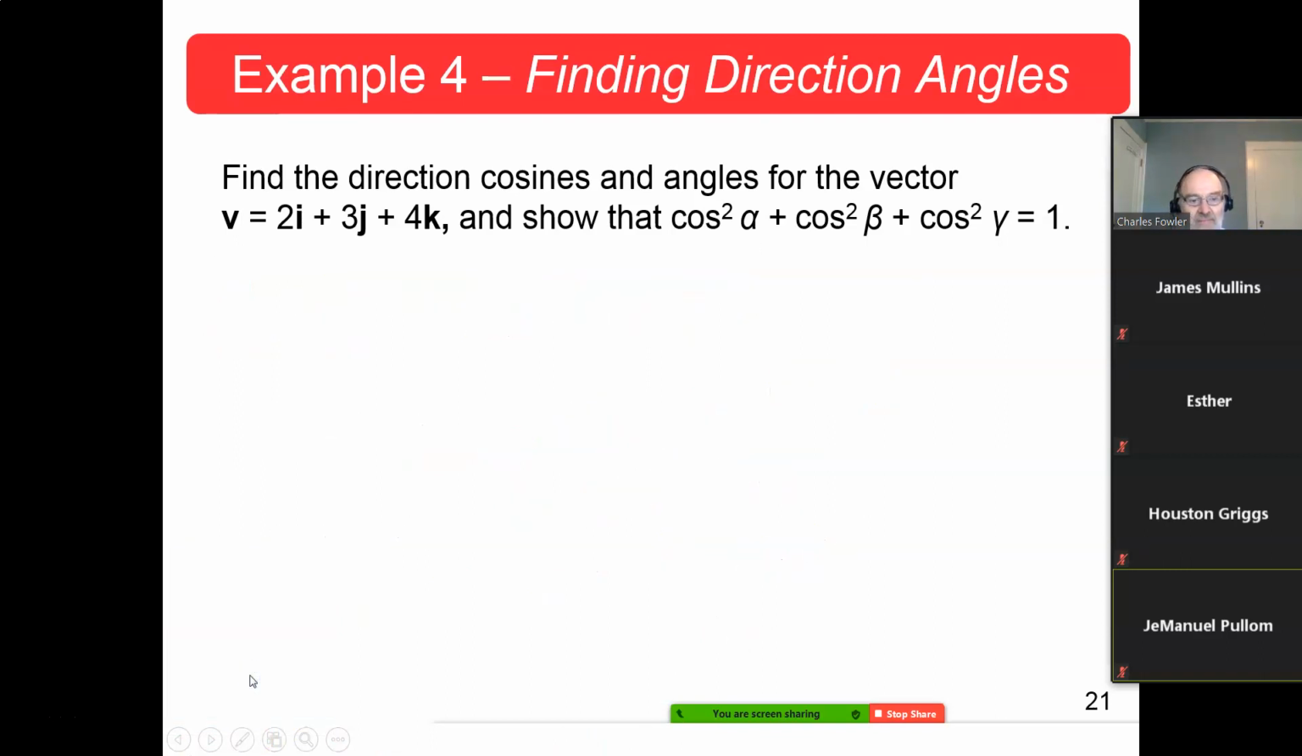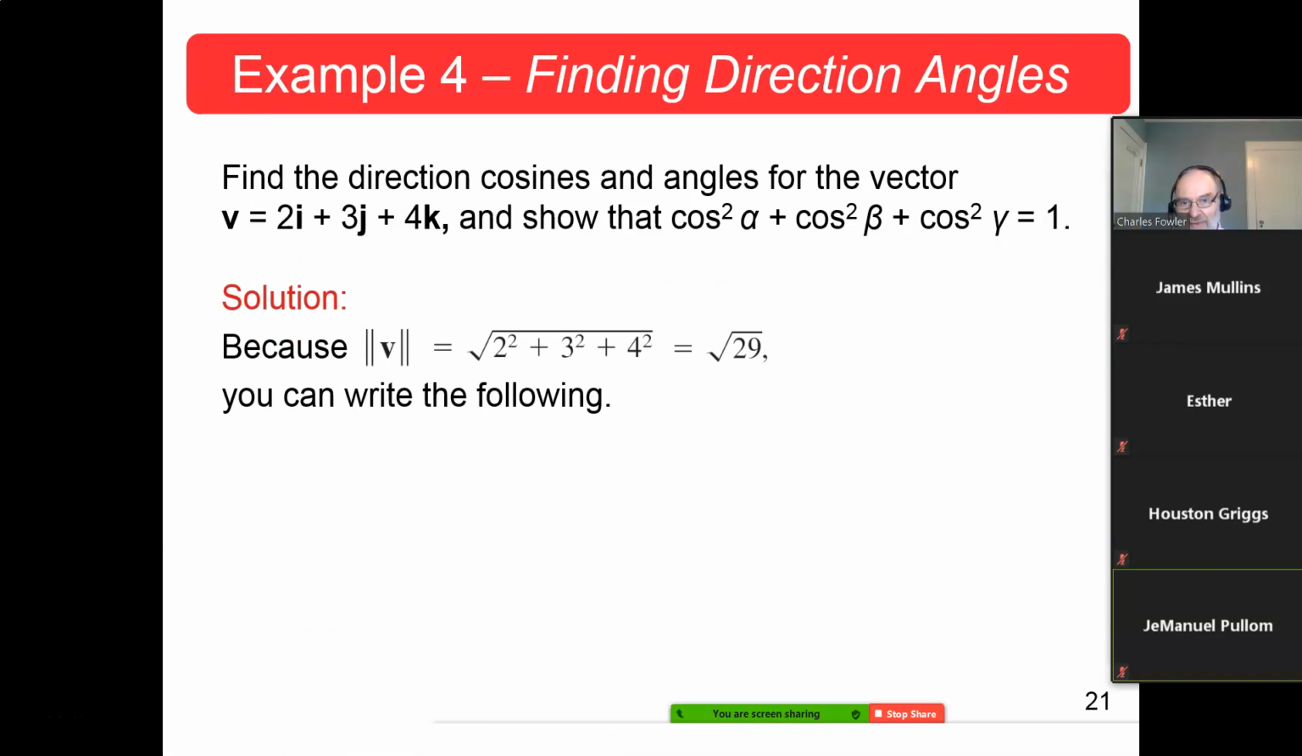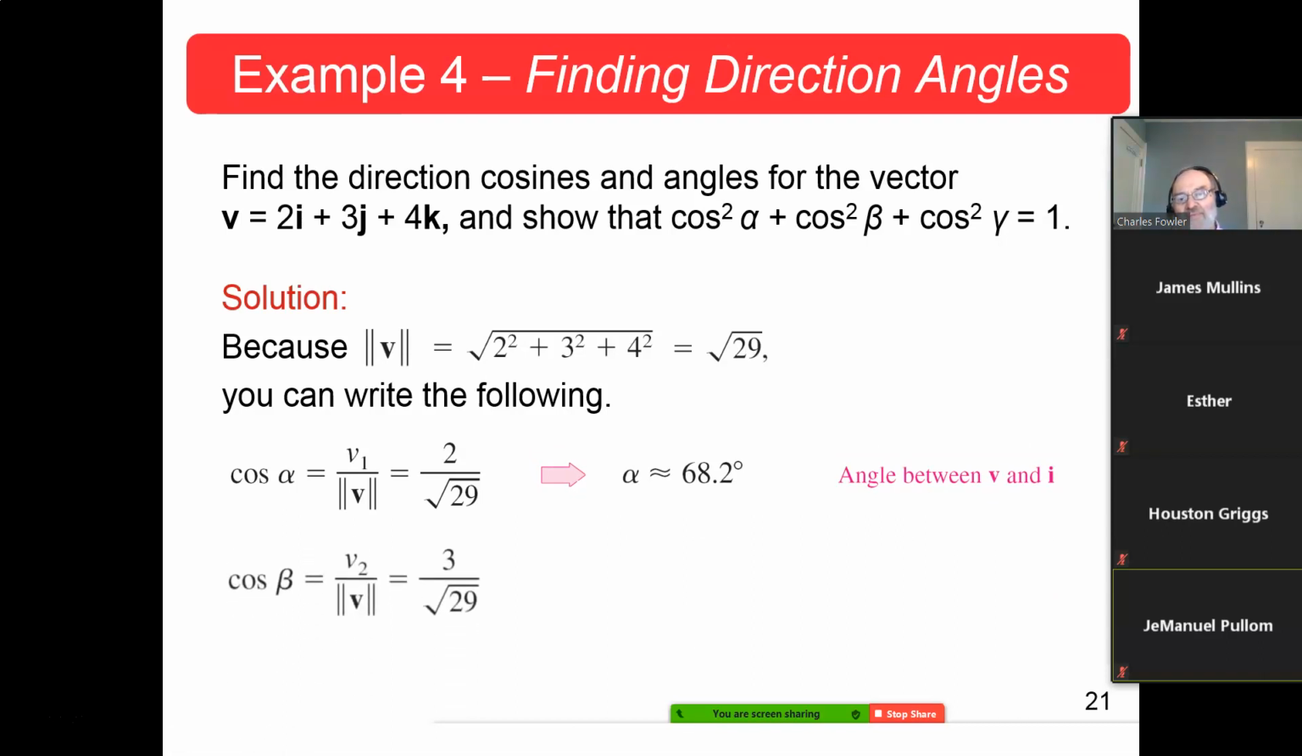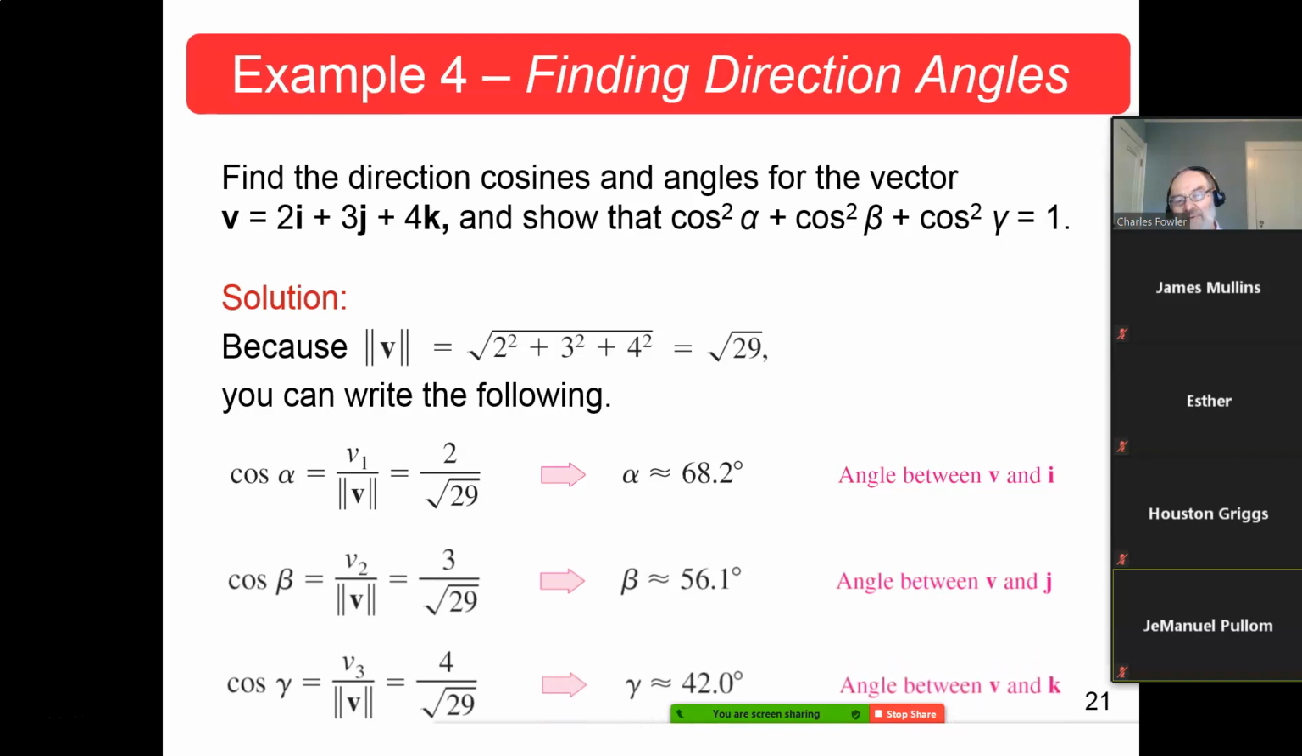And let's see how they do it. Because the magnitude is root 29, we got it. You can write the following, that the cosine of alpha is 2 over root 29, which we did. And that's about 68.2 degrees. Cosine of beta was 3 over root 29, making beta approximately 56.1 degrees. And gamma, cosine of gamma was 4 over root 29, which made gamma about 42 degrees. Notice how they decrease, just exactly what we did before.